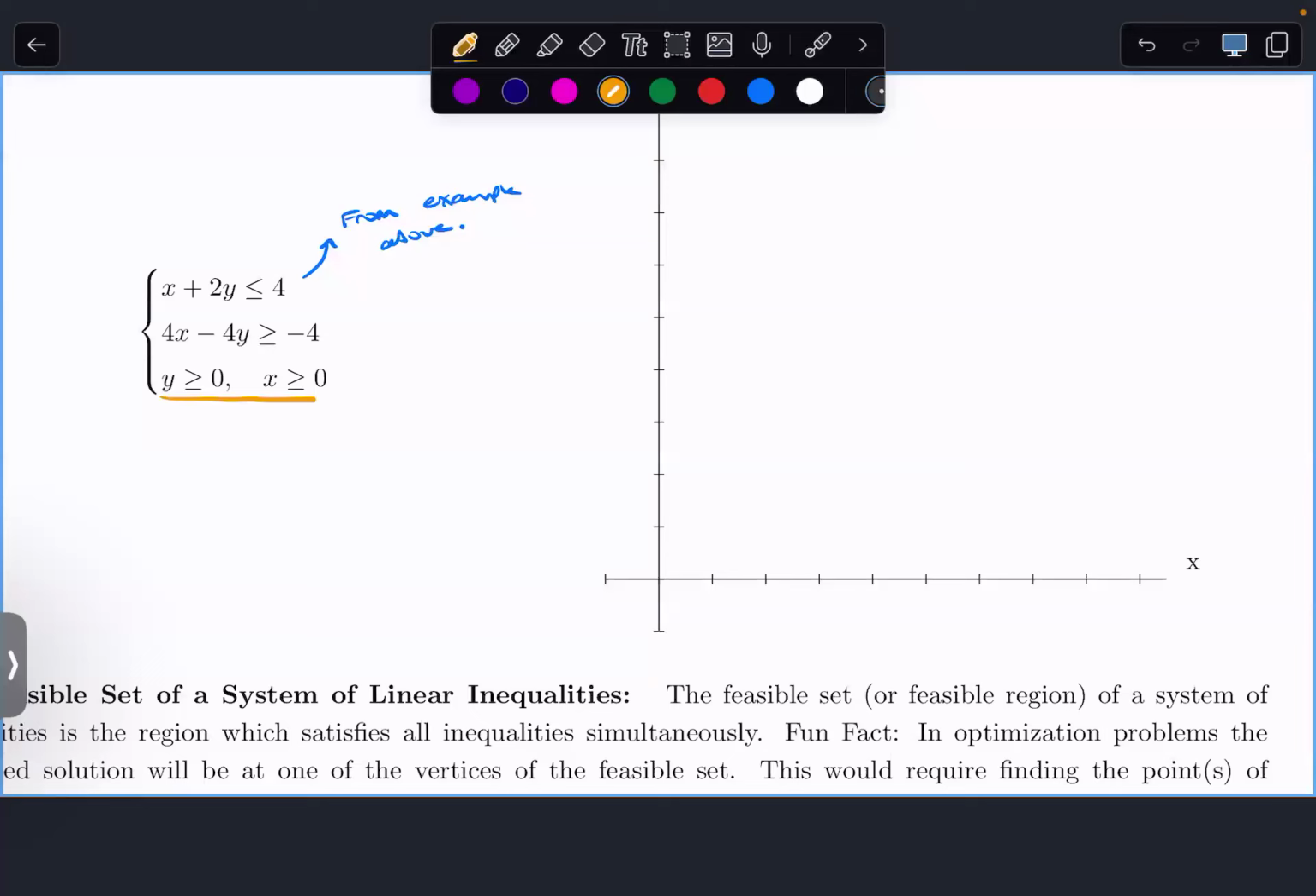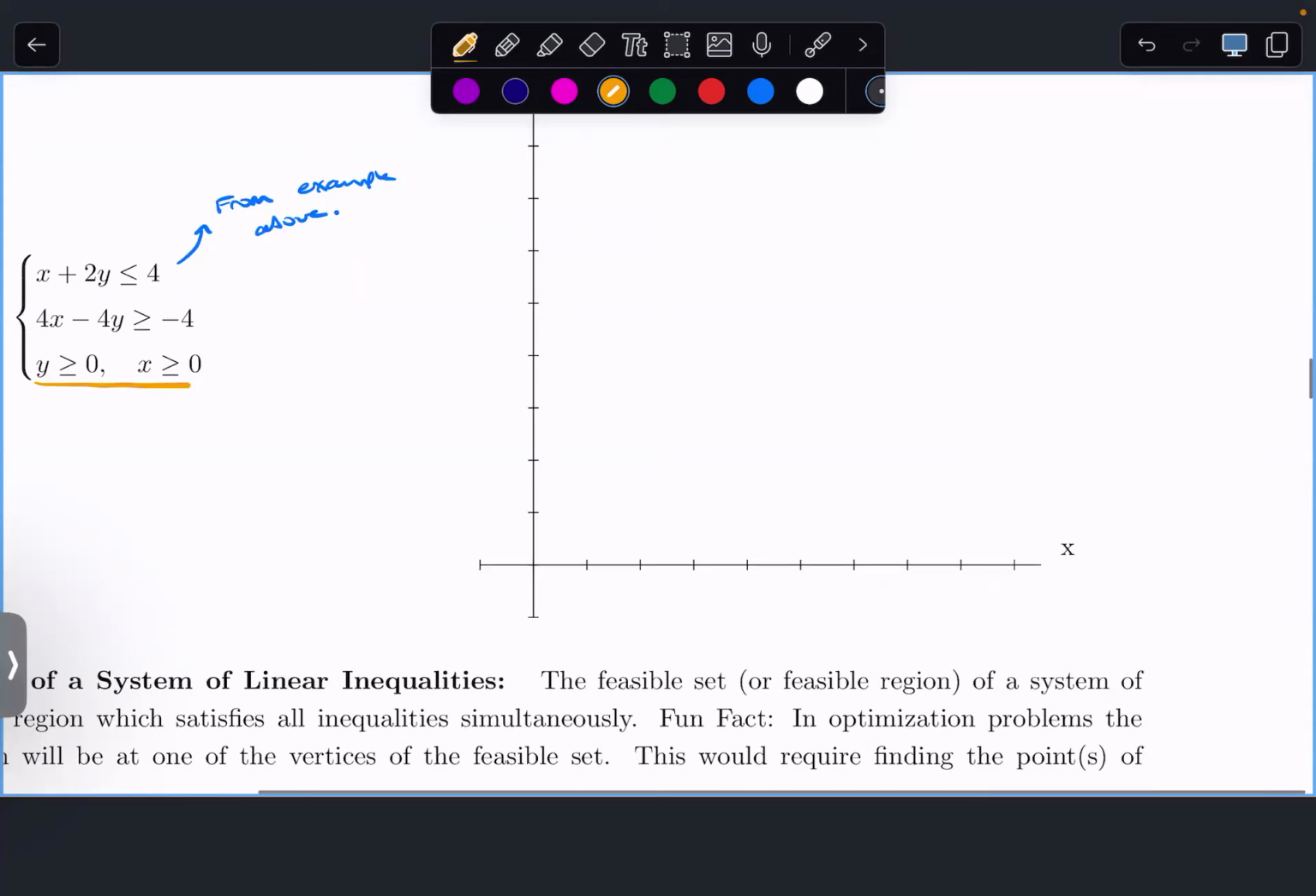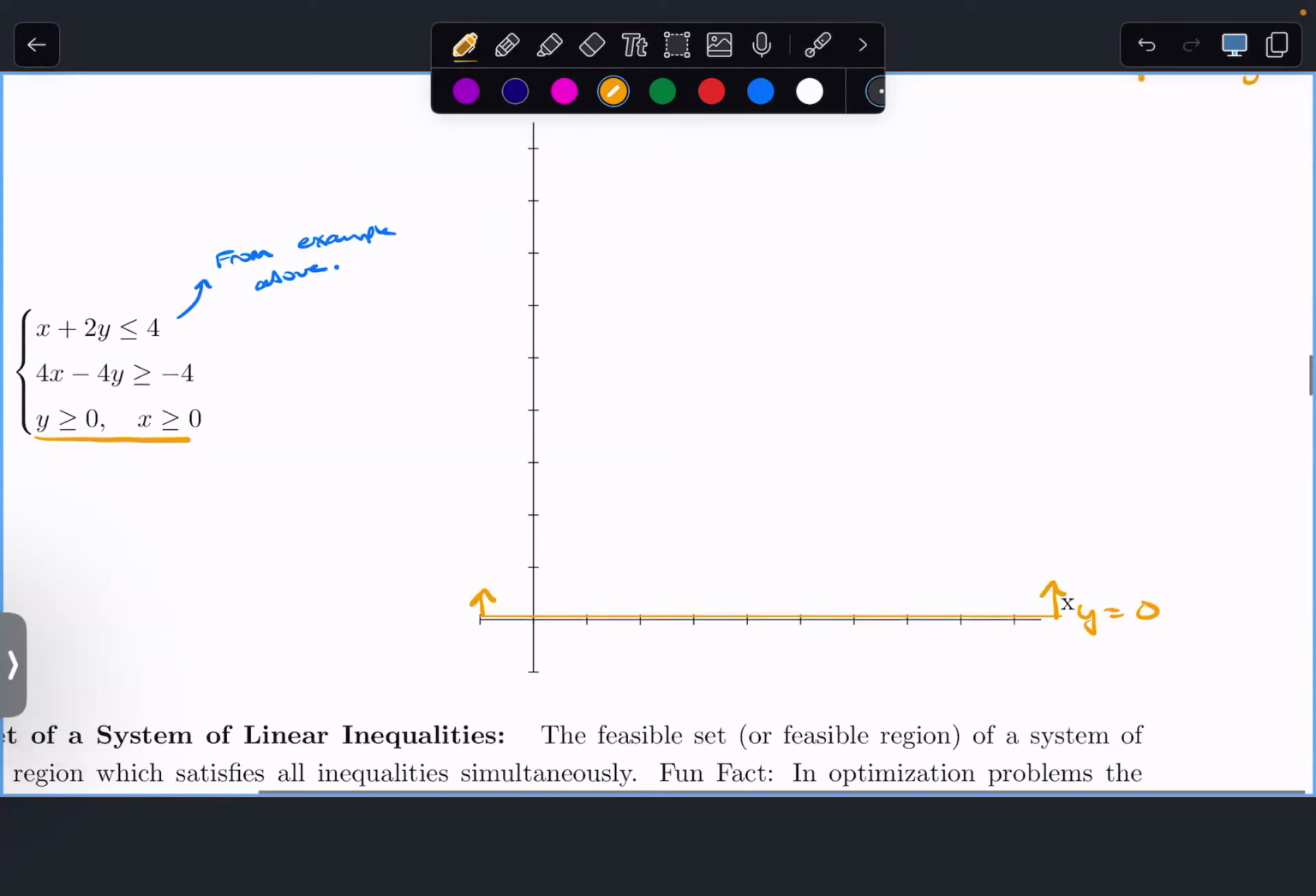If y has to be greater than or equal to 0, then here I am at y equals 0, and I have to be above this line. If x has to be greater than or equal to 0, same thing.